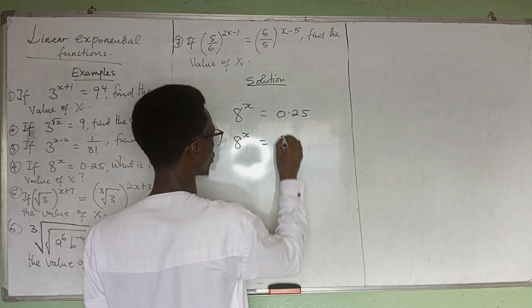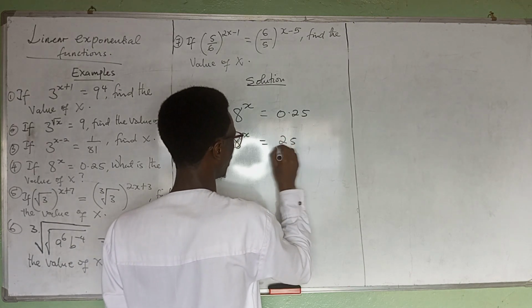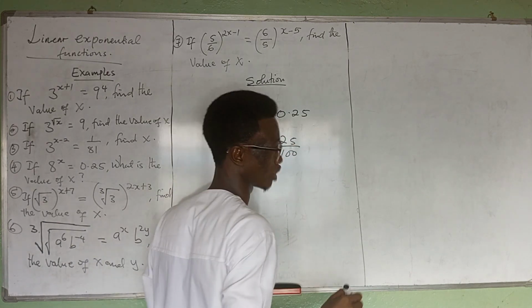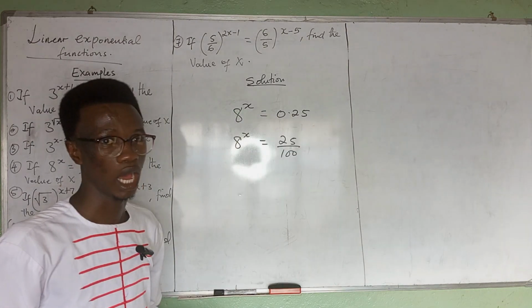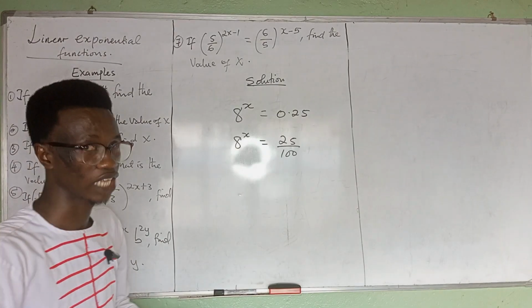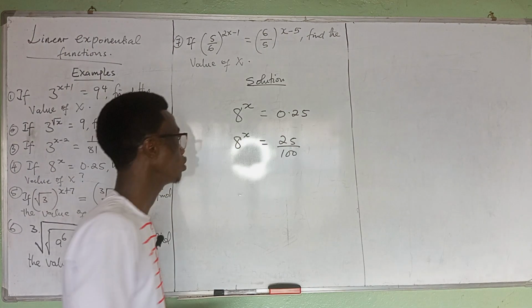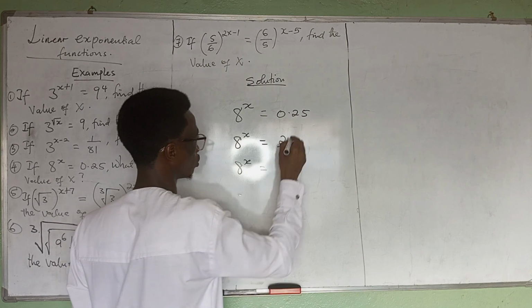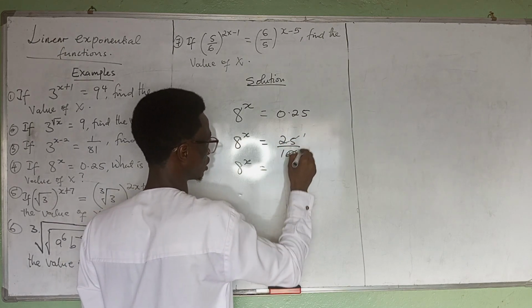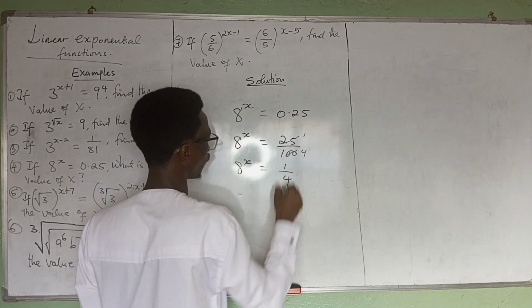So you have 25 divided by 100. If you divide this, you are going to have again 0.25. That's one thing you should know. So now you break this down, so this becomes 8 raised to the power x equals 25 over 100, 25 into 100 becomes 4, so this becomes 1 over 4.